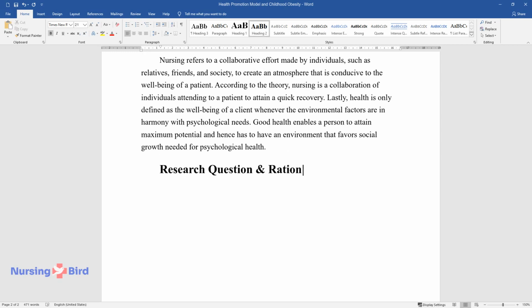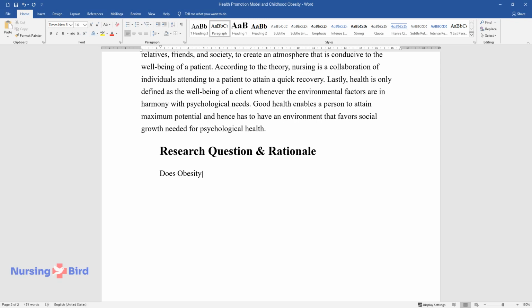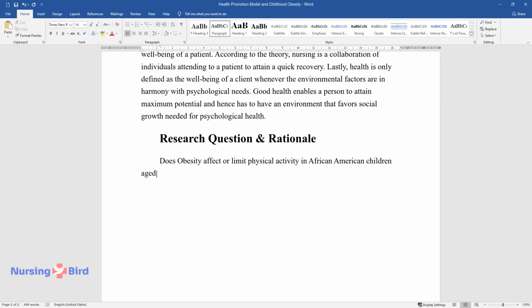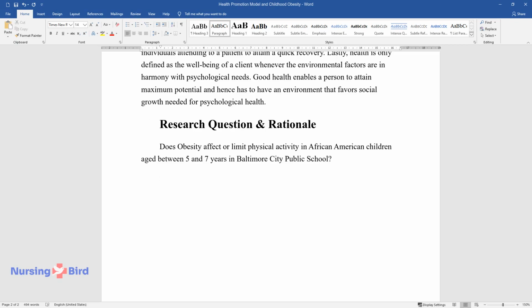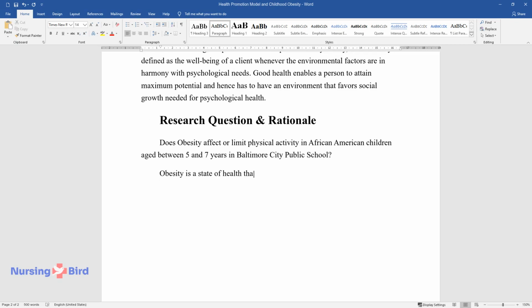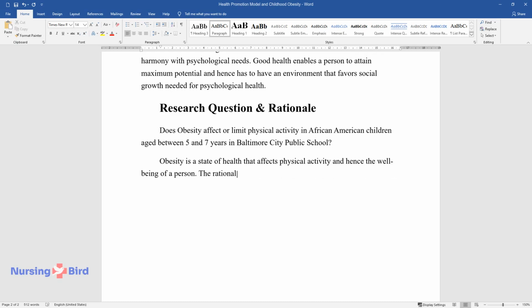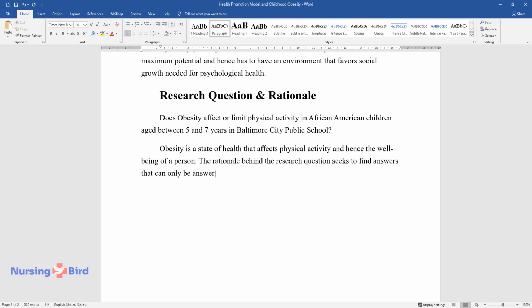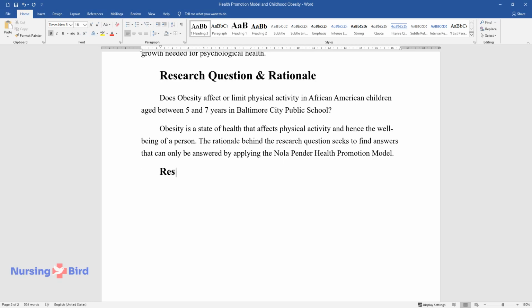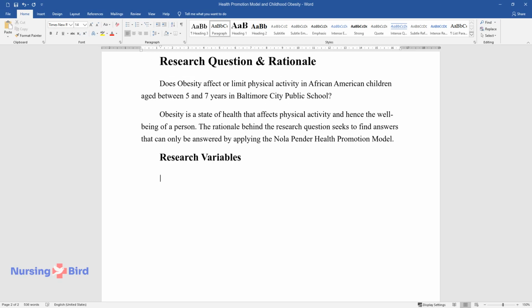Research question and rationale. Does obesity affect or limit physical activity in African American children aged between 5 and 7 years in Baltimore City Public School? Obesity is a state of health that affects physical activity and hence the well-being of a person. The rationale behind the research question seeks to find answers that can only be answered by applying the Nola Pender health promotion model.